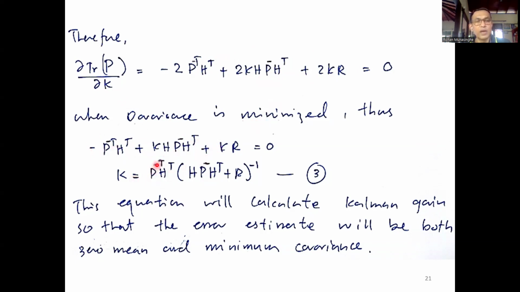Kalman gain is P minus transpose H, times H P minus H transpose plus R, all inverse. So this equation will calculate Kalman gain so that the error estimate will be both zero mean and minimum variance. So remember these two properties of Kalman filter: zero mean error and minimum variance. So that is equation number 3. Is everything clear up to now?